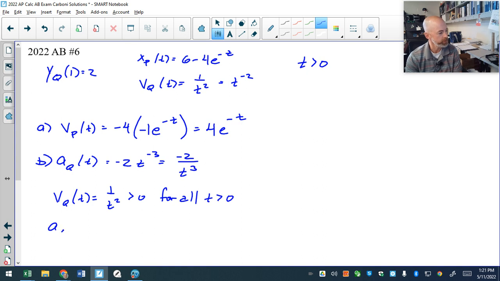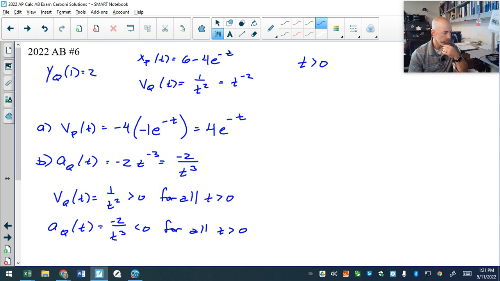And your acceleration of particle Q, which is 1 over t cubed. No, it's not. It's negative 2 over t cubed. Negative 2 over t cubed. That is going to be less than 0 for all positive t's. And because your velocity and acceleration will always have opposite signs for positive t's, then for t's greater than 0, the speed of the particle will always be decreasing.